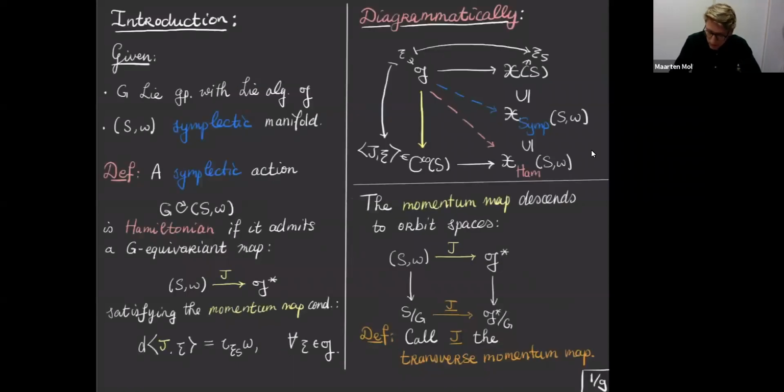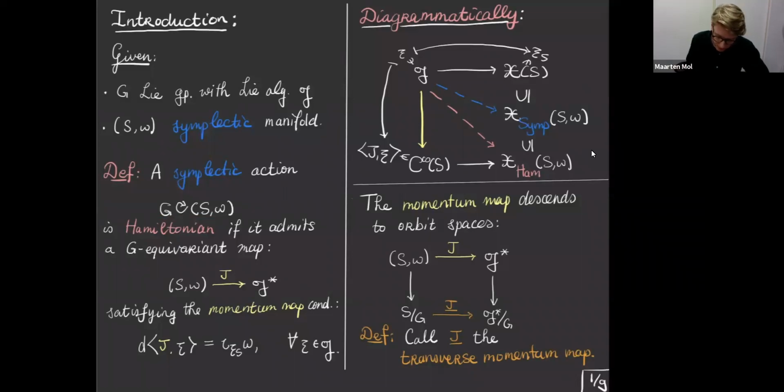So let me first introduce what I mean by the transverse momentum map. And to start with, let me recall the definition of a Hamiltonian G-space or Hamiltonian action. So let G be a Lie group with a Lie algebra 𝔤. And let (S, ω) be a symplectic manifold.